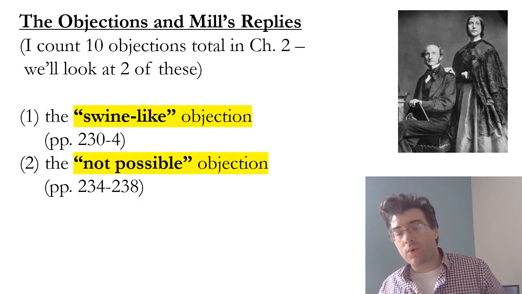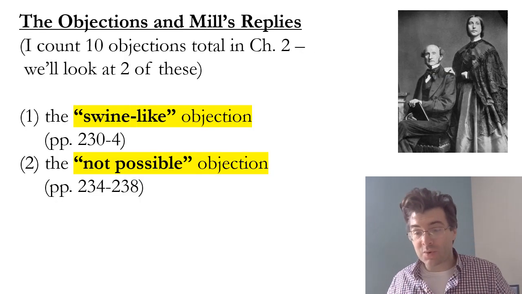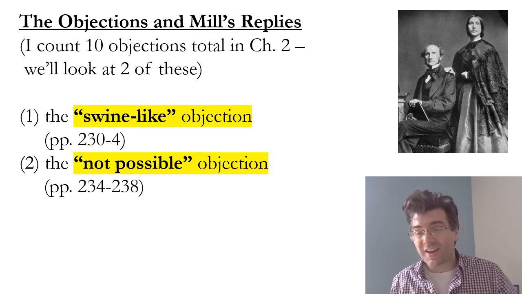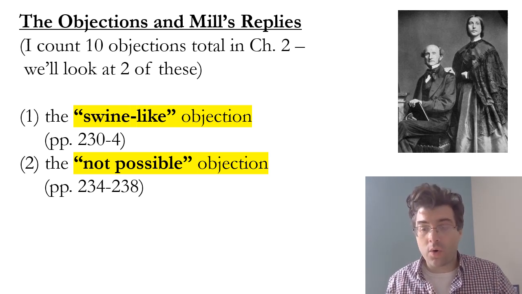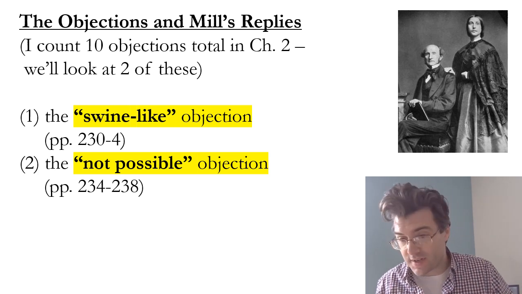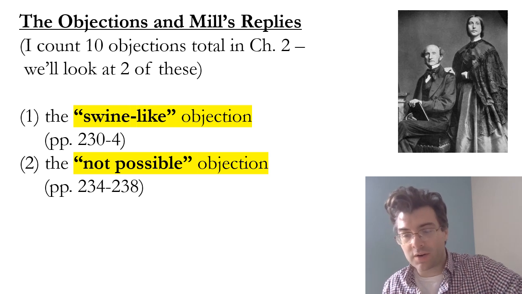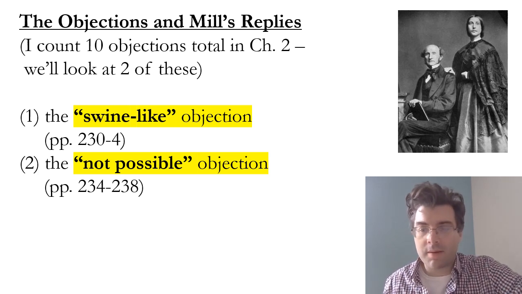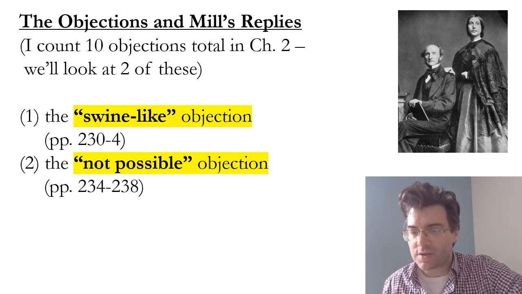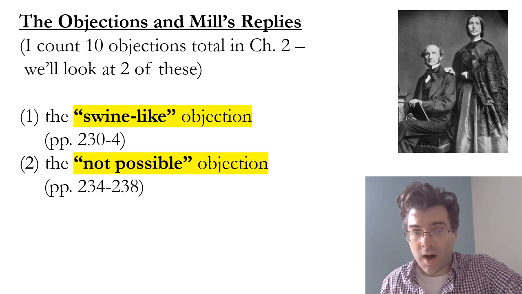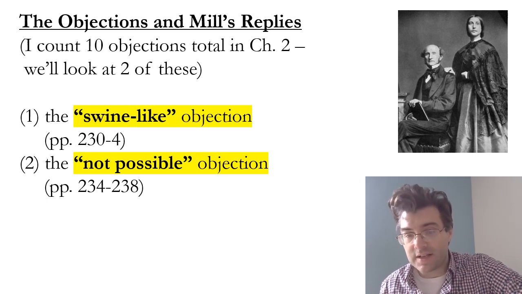So the last point I want to make here is that, again, I count 10 objections in this chapter, and we're just going to look at 2 of them, okay? If you want to go on and read the rest of the chapter, it's interesting. If you find yourself very interested in utilitarianism, well, the whole chapter is there in your textbook. You can read it if you want, but I'm only assigning about 10 pages from the chapter that includes these 2 objections. So the first is what I call the swine-like objection, and the second is the happiness is not possible objection.